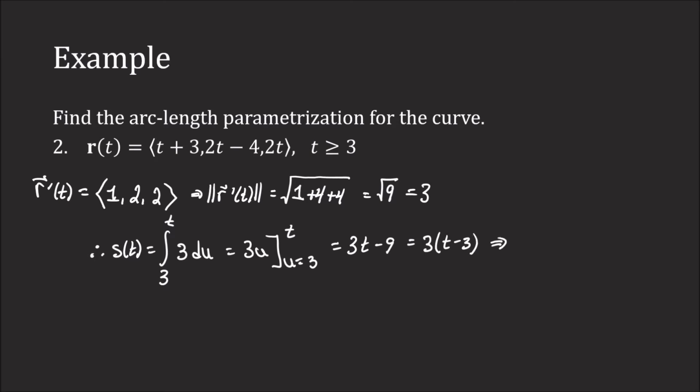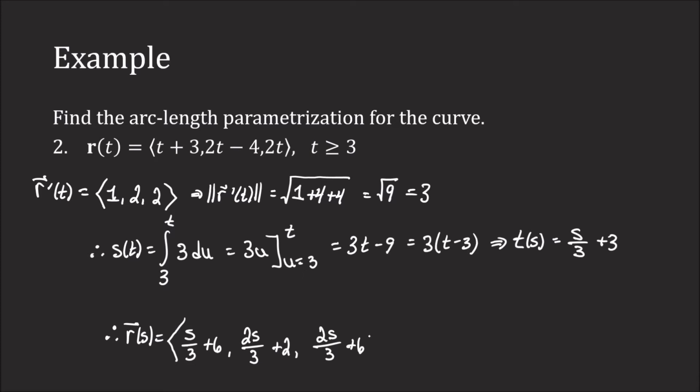Solving this for t as a function of s, we get t of s is equal to s over 3 plus 3. So our arc length parameterization would be s over 3 plus 6, because remember all we're doing is taking this s over 3 plus 3 and plugging it in everywhere we see a t. Then we'll have 2s over 3 plus 2 and 2s over 3 plus 6. Now, since t has to be greater than or equal to 3, this means that s would have to be greater than or equal to 0.